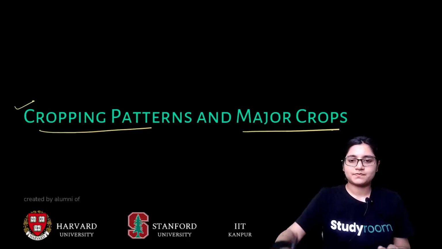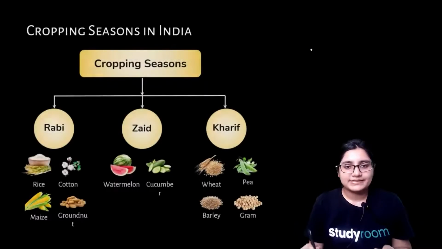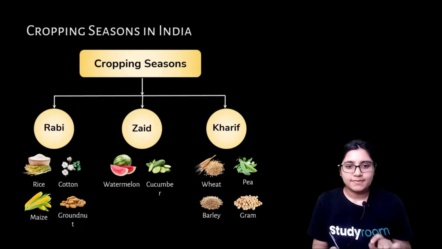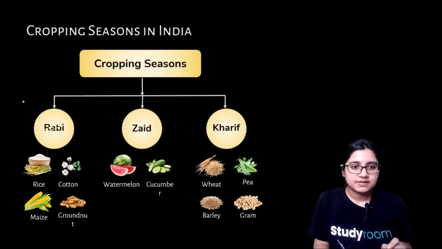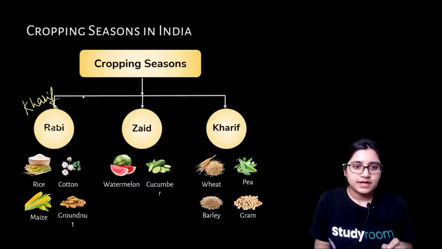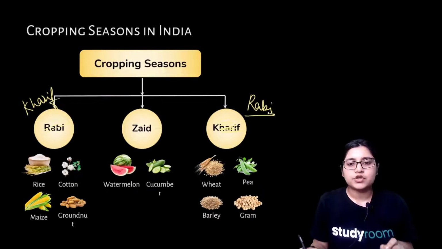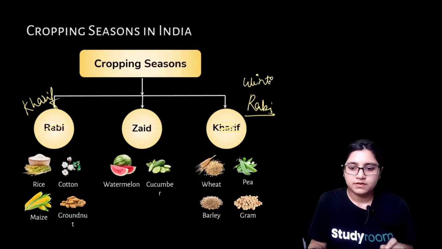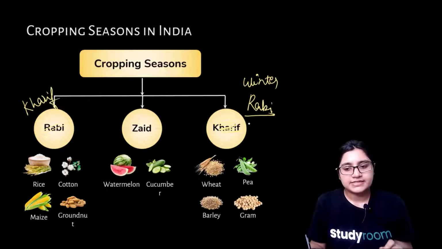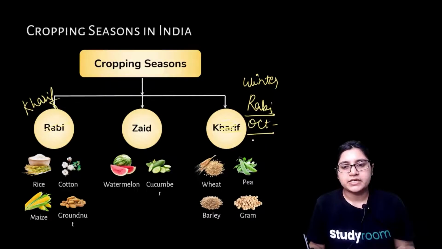Alright, so when we discuss cropping seasons in India, there is a minor error. This one is Kharif crops and this one is Rabi crops. Rabi crops are winter crops, and their cultivating season starts in October. They are cultivated and harvested till February. Examples are wheat, pea, barley, gram.